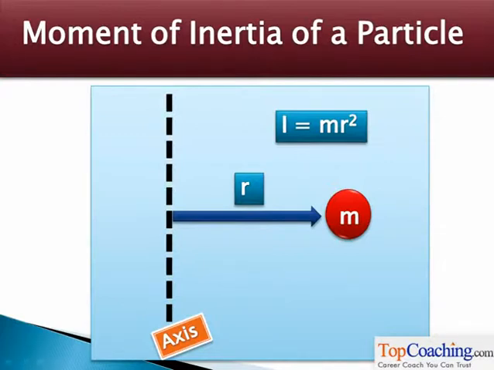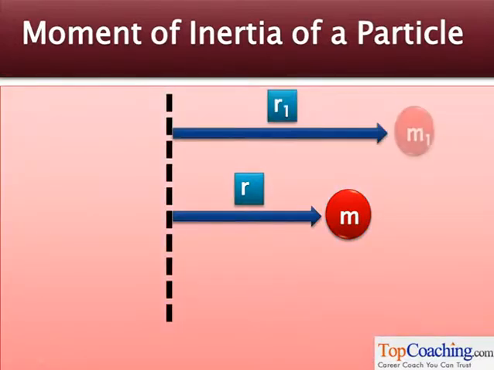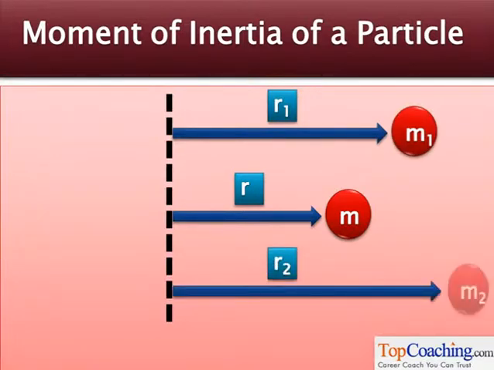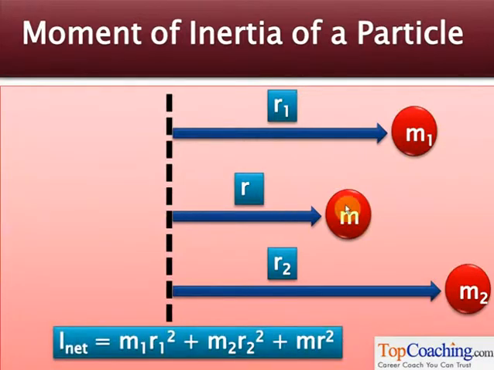This is something you must remember. If you have many particles rotating about the same axis, then the net moment of inertia of the system is the sum of the individual moments of inertia. So the net moment of inertia of this system, consisting of three particles m, m1 and m2, is m1r1 square plus m2r2 square plus mr square.